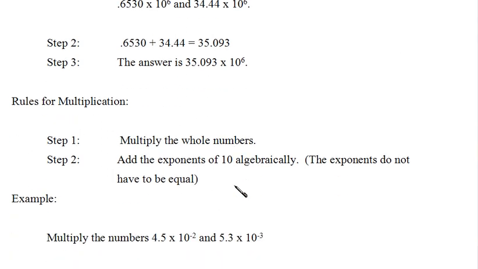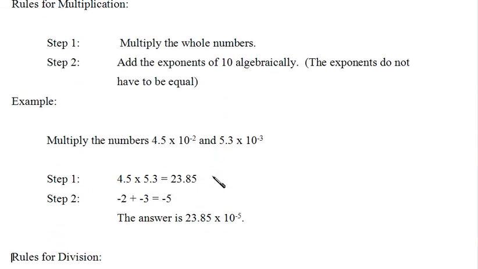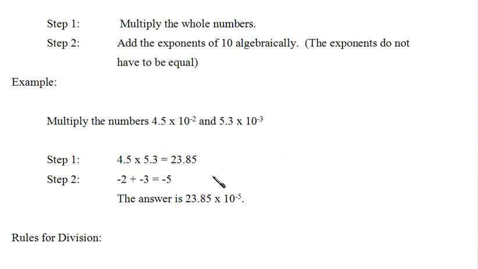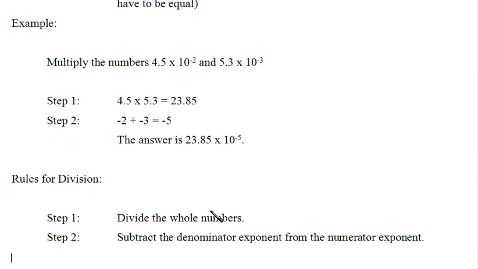Rules for multiplication are a little bit simpler. I just have to multiply the whole numbers and add the exponents. So I don't have to do any changing here. So if I have 4.5 times 10 to the minus 2 and 5.3 times 10 to the minus 3, I multiply the 4.5 with the 5.3 to get 23.85. And then I just take the minus 2 plus the minus 3 to get a minus 5. So there's my answer, 23.85 times 10 to the minus 5.